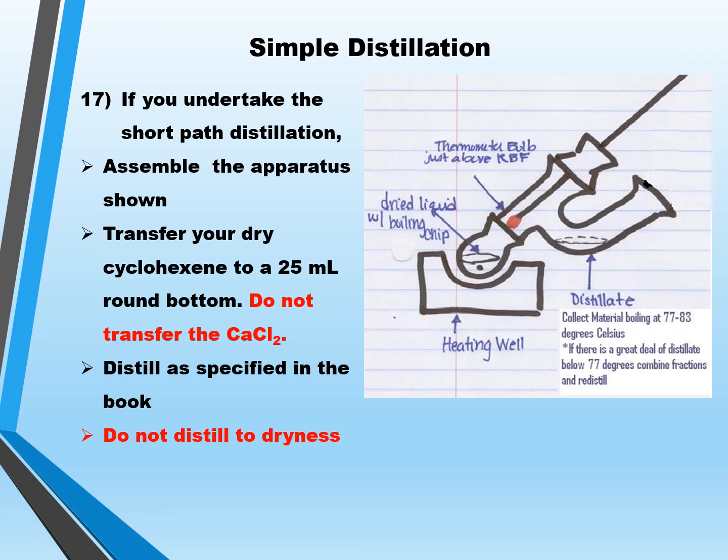Things to remember: when you transfer the product, do not transfer the calcium chloride along with it. Just try to filter out only the cyclohexene. And also, when you do the distillation, try not to distill to the end, because if you do, the impurities will start to evaporate and again contaminate the product. And also, if you overheat or continue distilling, you may lose your product because of the overheating.